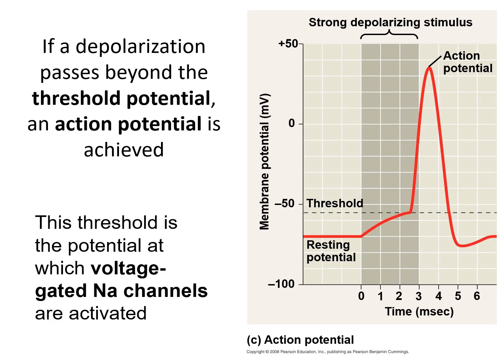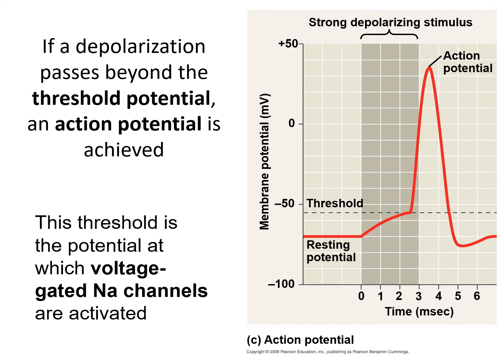Remember that hyperpolarizations bring the cell further away from the threshold, whereas depolarizations bring the cell closer to the threshold. And if those depolarizations are very strong, or if we have a lot of small ones that are additive, and we make it to threshold, then voltage-gated channels are going to open up, and that's going to allow the rapid influx of sodium. This is what that looks like in graph form.